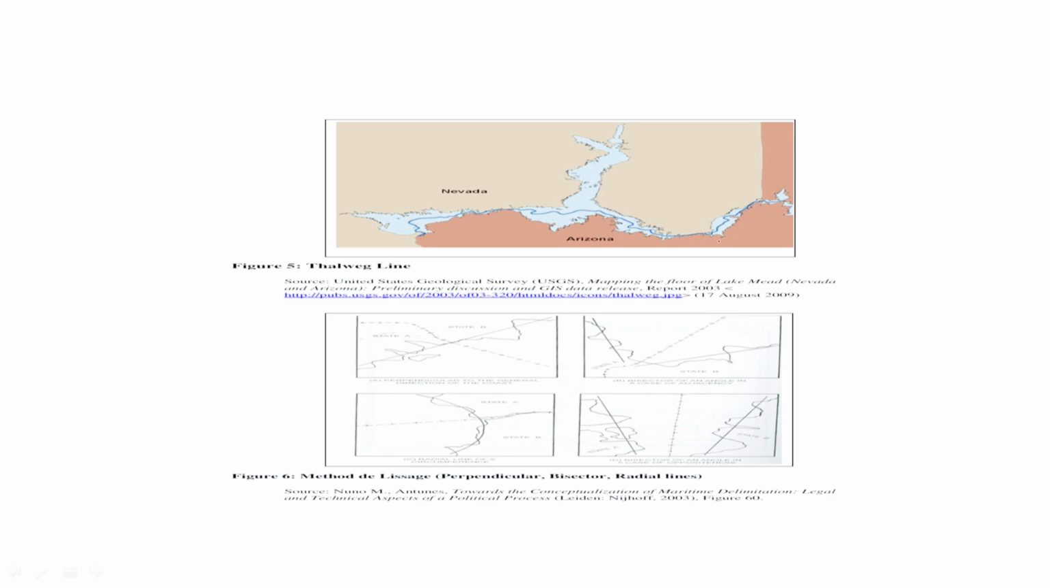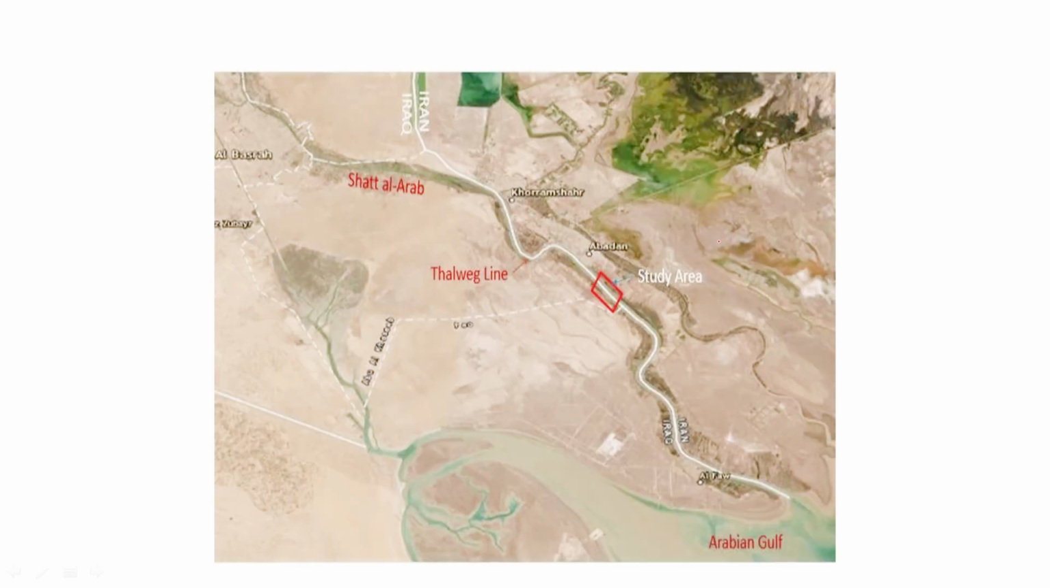We'll discuss the example where there are two states facing partly the river side. I mean, part of the landmass division between the two countries is by the river, and then partly it is by the sea. We'll come to that also. Let's take this one, the Thalweg line. So here it is Iran and Iraq. It's divided partly by the Arabian Gulf or the Persian Gulf. This Shatt al-Arab is the river. So it's divided between Iran and Iraq.